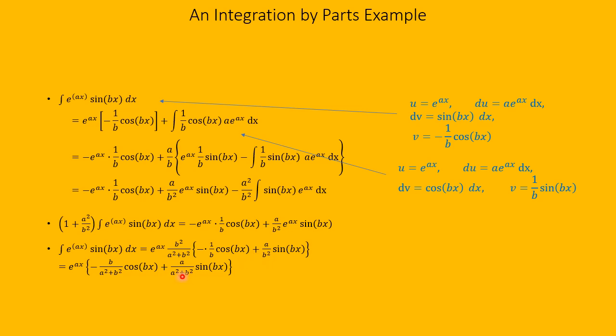Then the next term has a plus sign, and now a over b squared times this is what? You have a factor of b squared in both numerator and denominator. So that's going to simplify to a over this denominator, a squared plus b squared, times the sine of bx. And so this is what this integral is equal to. This exponential times, and if you wanted to, we could write a over a squared plus b squared sine bx minus b over a squared plus b squared cosine bx.